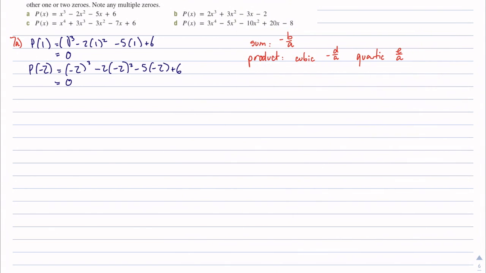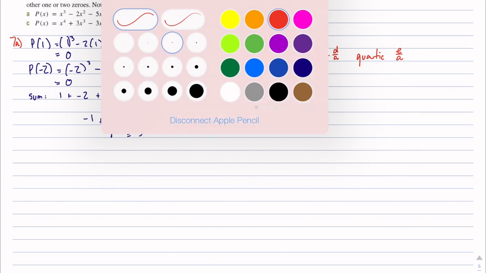Okay, so for this one, we're going to use the sum and product to find the other 1 or 2 zeros. I know the sum. So 1 plus negative 2 plus gamma, the last one, equals minus b on a. So that's minus negative 2 over 1, which gives me negative 1 plus gamma equals 2, so gamma equals 3. We don't need to use the product for that one.